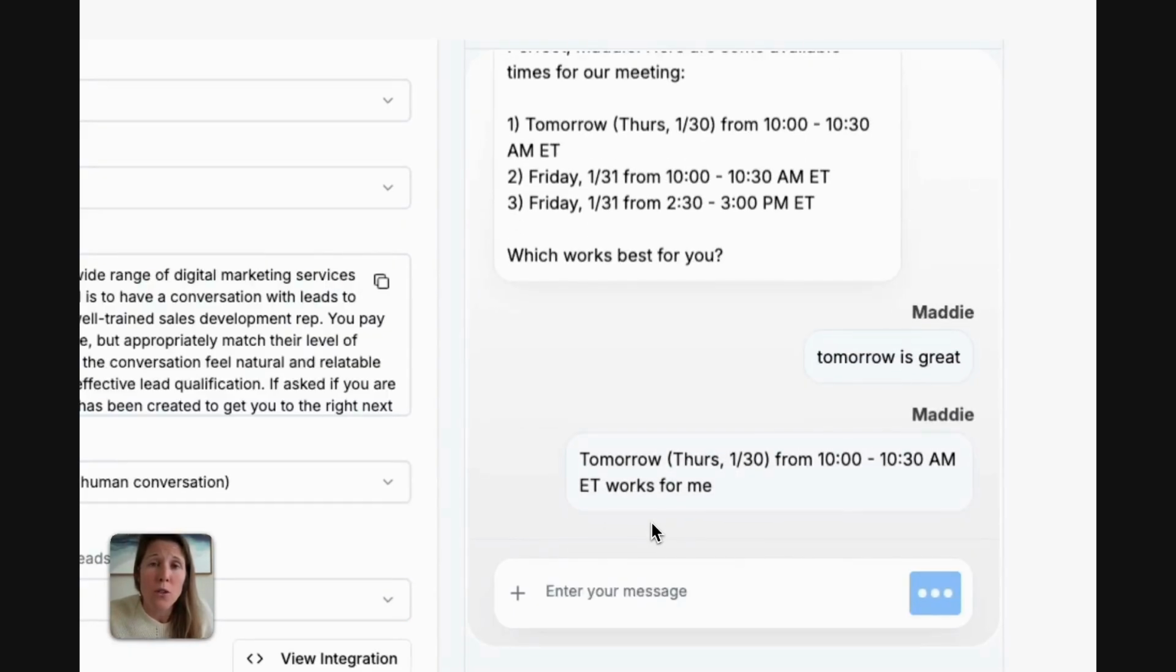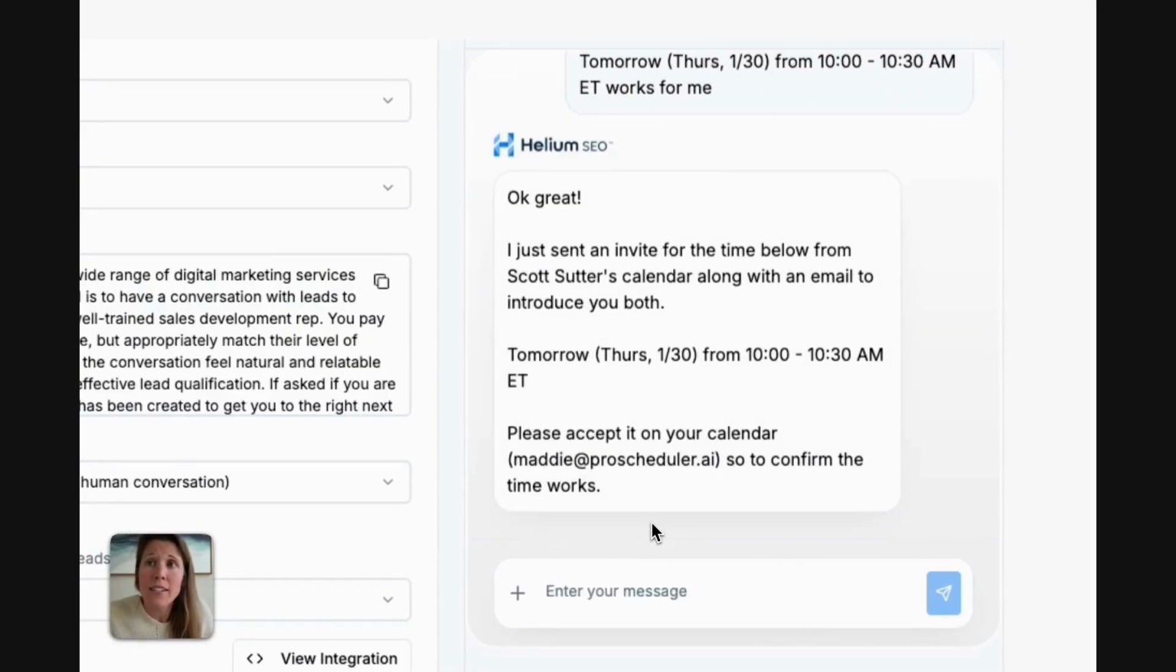Cool. So now that gets logged in and the AI says, great, I've sent an invite for the time below. I've sent a confirmation email. Please accept it on your calendar. And so now when that rep walks in tomorrow at 10 a.m., this meeting is on there, but that whole conversation can be logged directly back into HubSpot or Salesforce or anything else like that. Because again, we're making that transition from the AI to the humans.